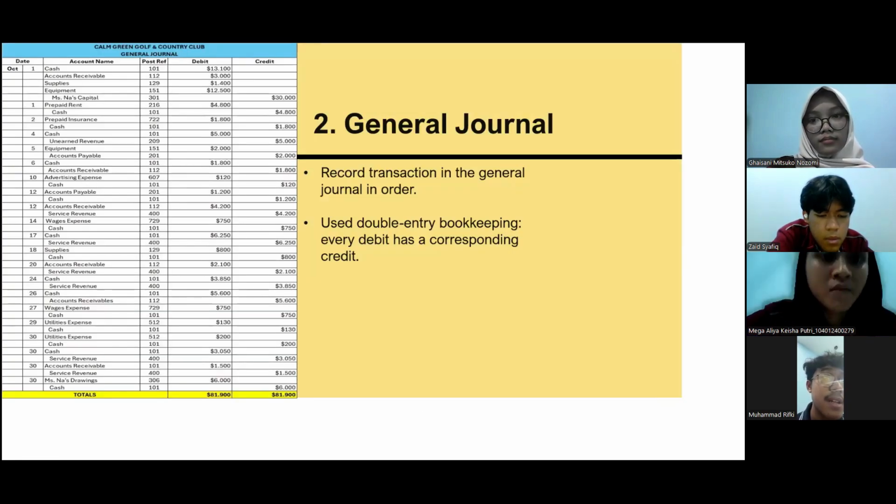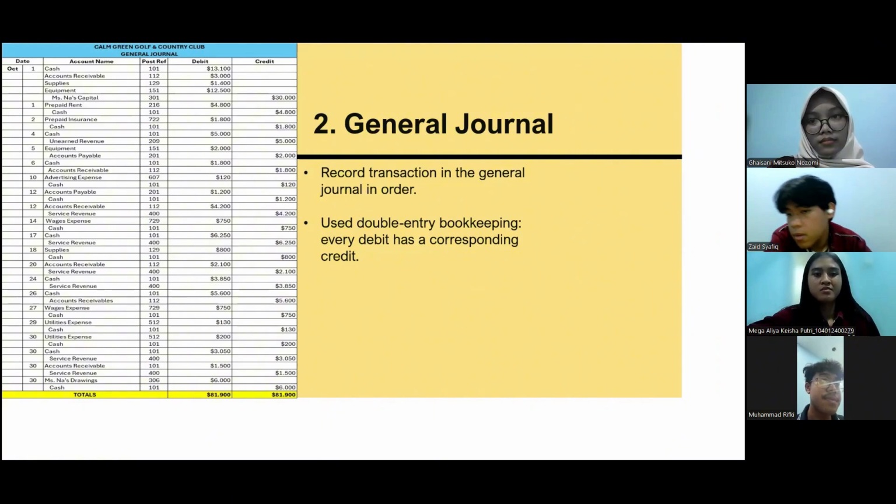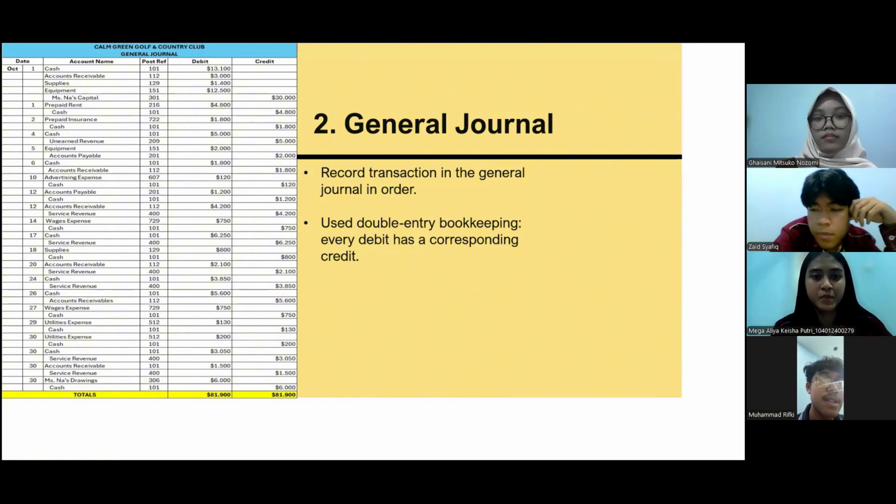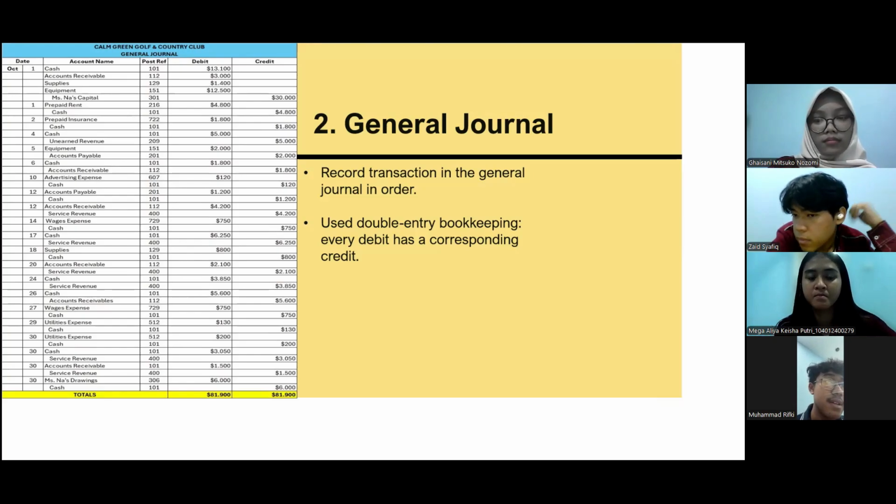Second is general journal. Record transaction in the general journal in order. Use double entry bookkeeping. Every debit has a corresponding credit.